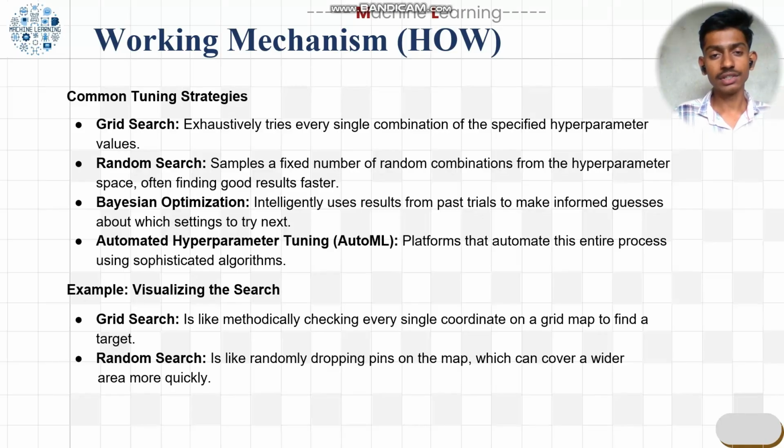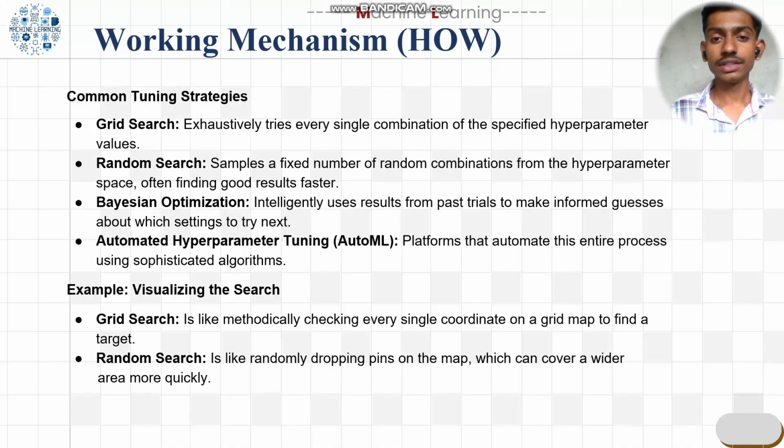So there are majorly four tuning strategies. First is grid search, then random search, then Bayesian optimization, then AutoML. This is a slightly non-technical version of parameter tuning. Grid search is used when we have to try all possible combinations of hyperparameters, and upon that we get the best possible output.